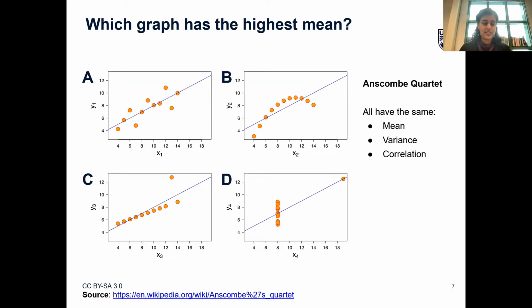So for example, in graph D, there isn't actually a relationship here. There's one outlier that is creating this correlation, that's creating this kind of false sense of relationship. It's important to think about outliers and anomalies. It's important to think about how the data is distributed because that will help us find errors in processing. It'll help us find those outliers.